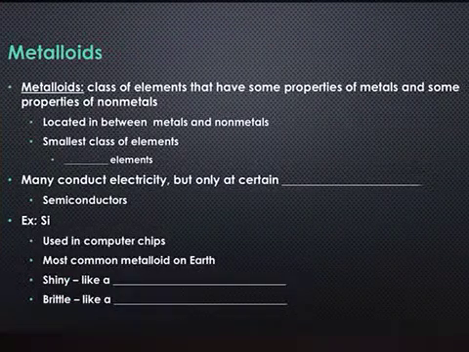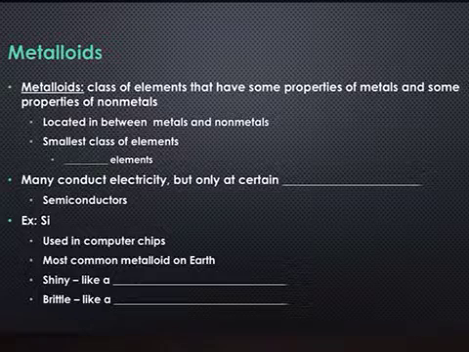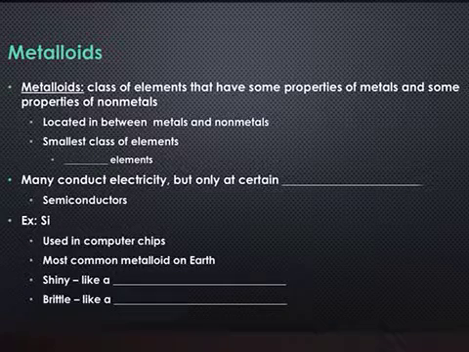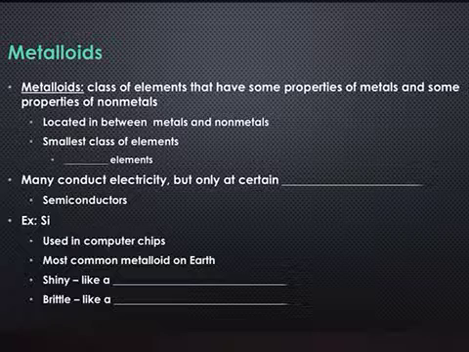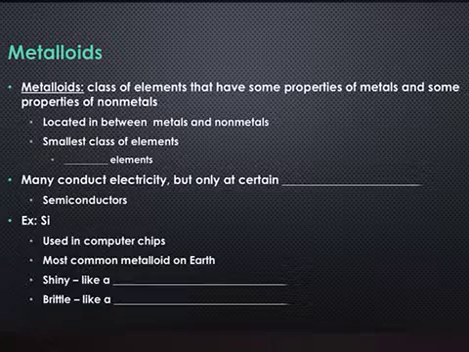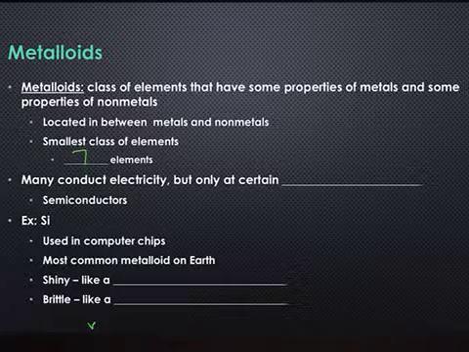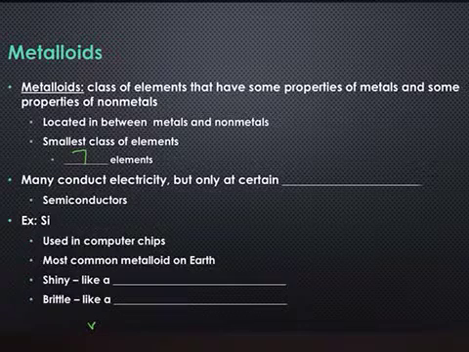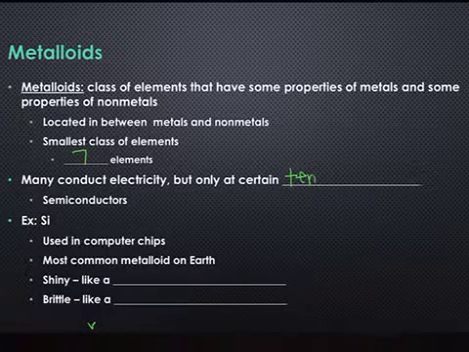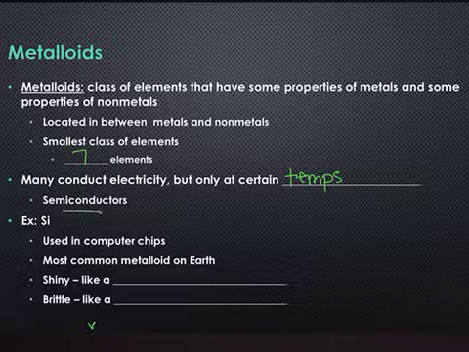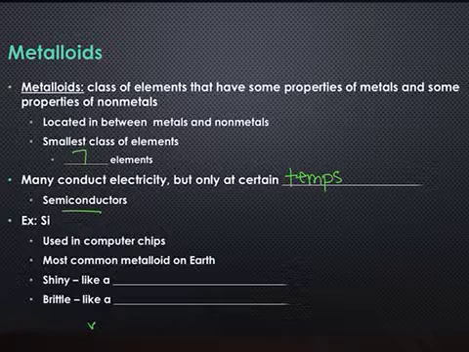The last class is metalloids. This is a class of elements. They have some properties of metals and some properties of nonmetals. So they're located in between the metals and nonmetals on the periodic table. And this is the smallest class of elements, and there's only 7 of them. Many of them can conduct electricity, but only at certain temperatures. So we call them semiconductors.